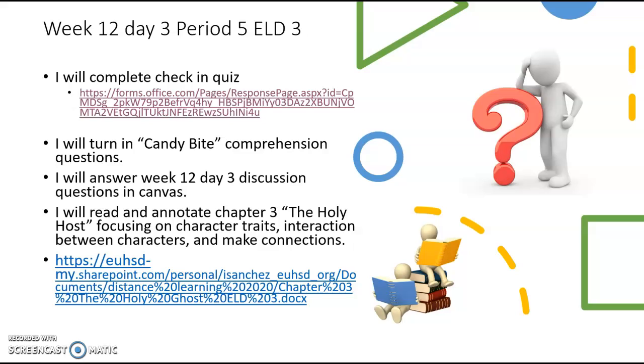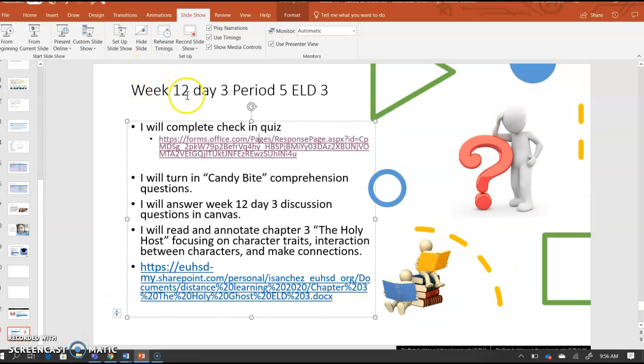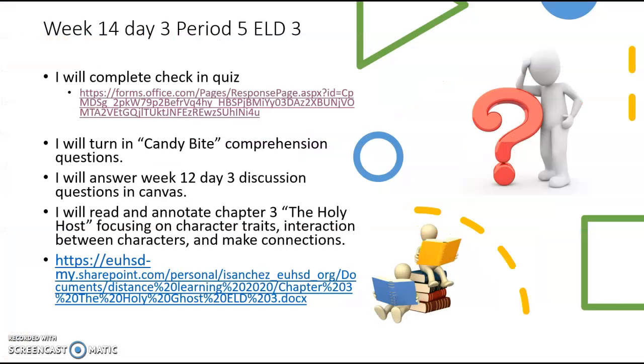All right, so our learning objectives for today. Oh, my goodness, look at that. We're not in week 12. We are week 14. I really don't know why I have week 12 in my mind. So we are week 14, day 3. First learning objective, I will complete check-in quiz.